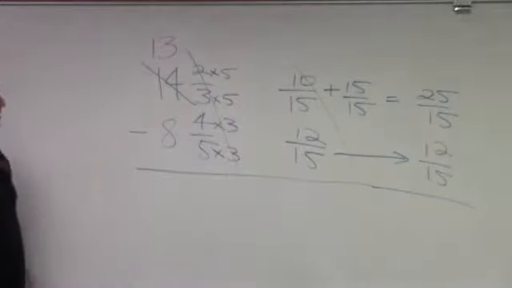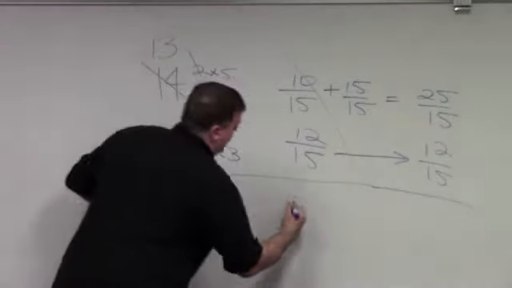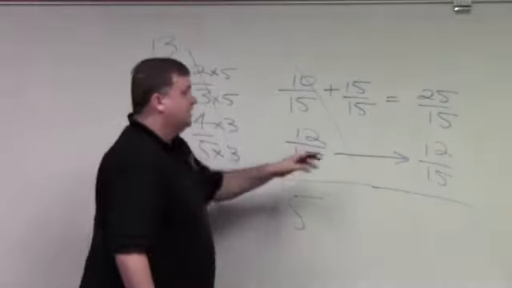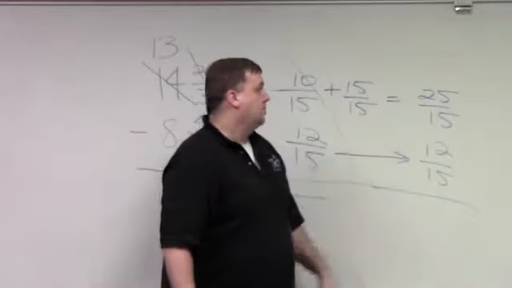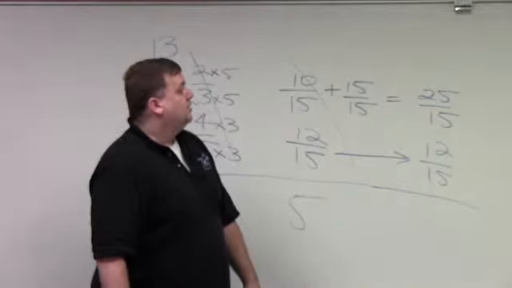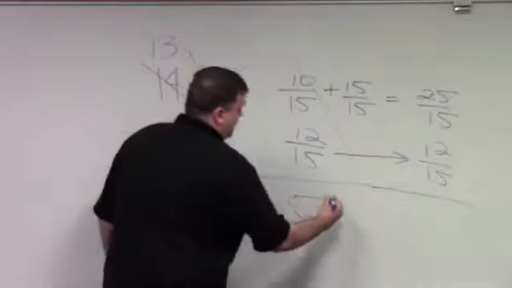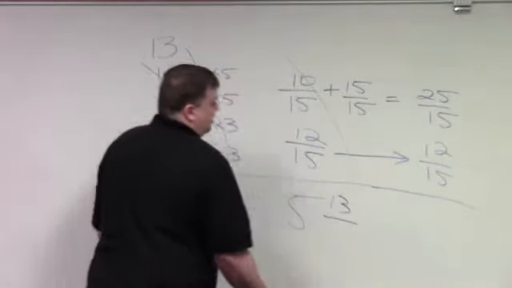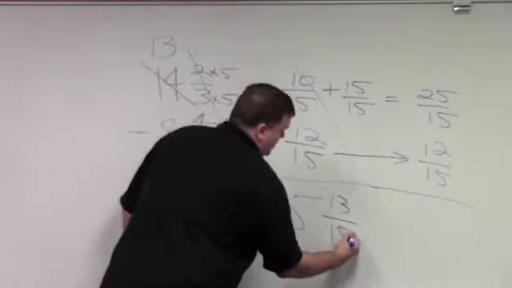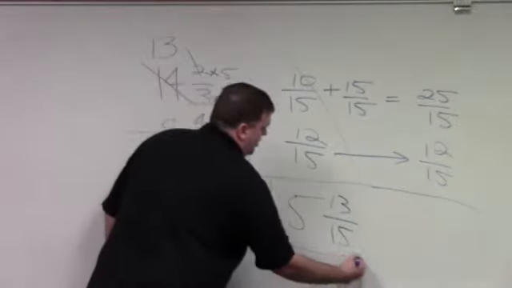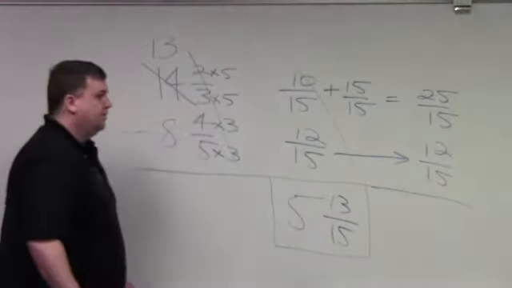So 13 minus 8 is 5. And now I can subtract. I can subtract 12 from 25. So 25 minus 12 is 13 over 15. Denominator never changes. So that's what my answer would be.